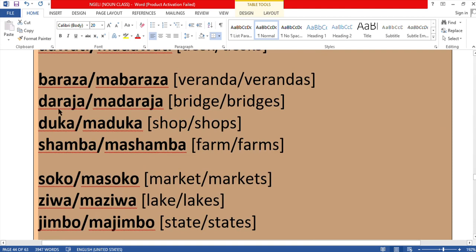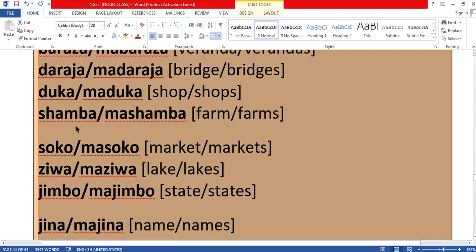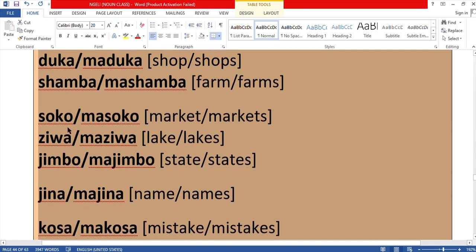Daraja, madaraja. Duka, maduka. Shamba, mashamba. Soko, masoko. Ziwa, maziwa.